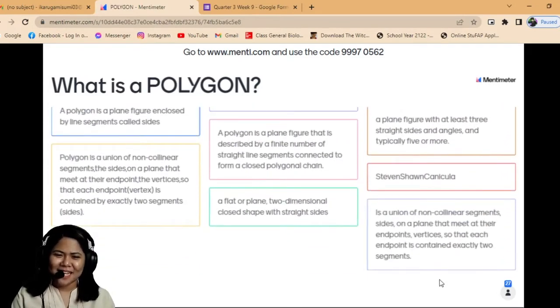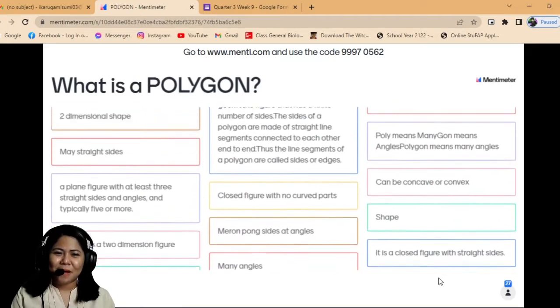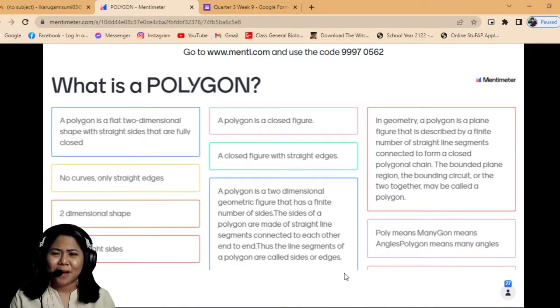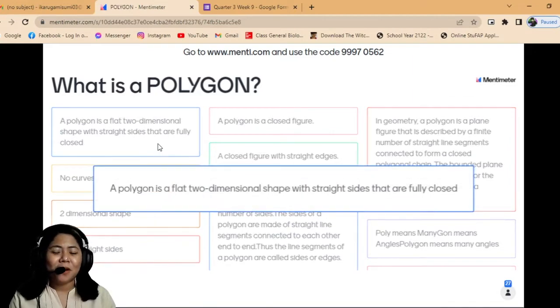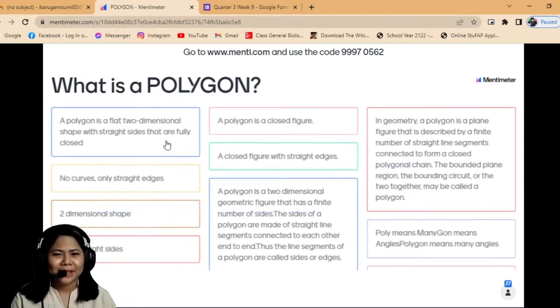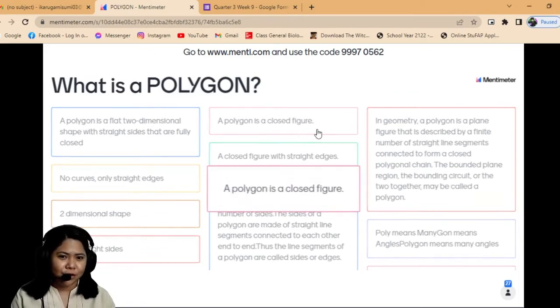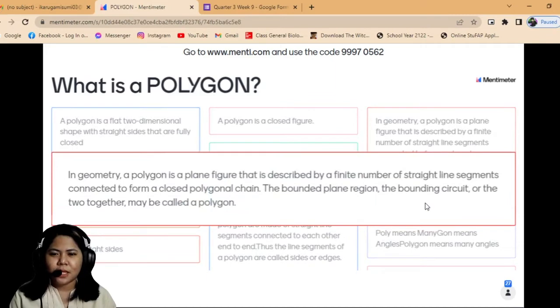Ayan. Tignan natin. Pili lang tayo ng iilan. Tignan ko kung talaga bang may idea na kayo or alam nyo na nga ba kung ano nga bang isang polygon. So, ito, una, a polygon is a flat, two-dimensional shape with straight sides that are fully closed. Okay? Two-dimensional flat. Tama ka naman. Okay? A polygon is a closed figure. Correct. Ito, mahaba. In geometry, a polygon is a plane figure that is described by a finite number of straight line segments connected to form a closed polygonal chain. The bounded plane region, the bounding circuit, or the two together may be called a polygon.